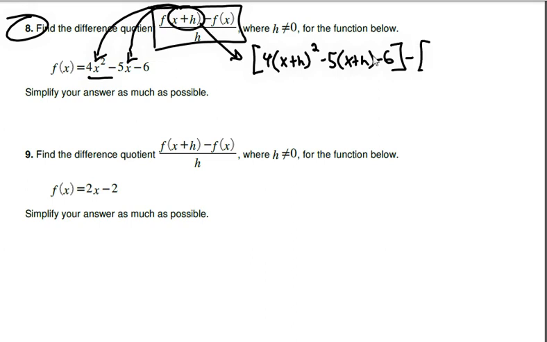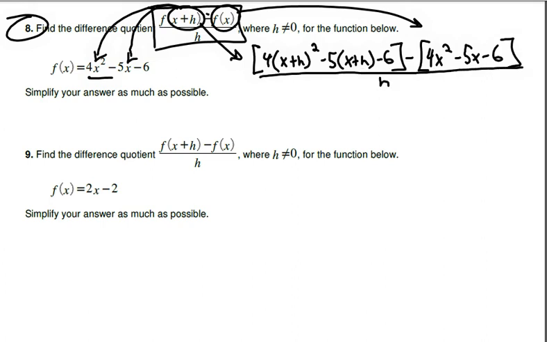That's the first term. Copying the minus down because it's part of the formula, then writing f of x over here. That's just going to be 4x squared minus 5x minus 6. All of that divided by h. Time to FOIL, folks. So 4 times x plus h squared is an a plus b quantity squared here. So we have x squared plus 2xh plus h squared.